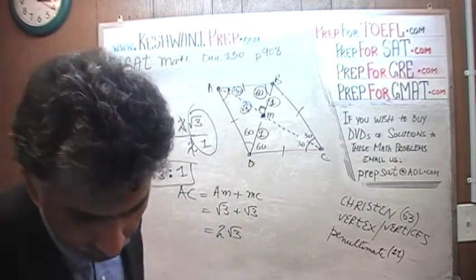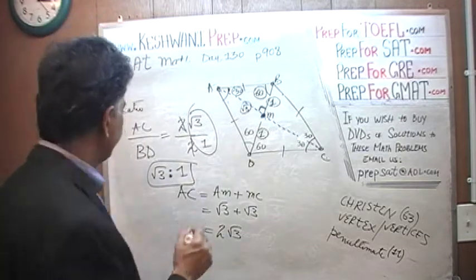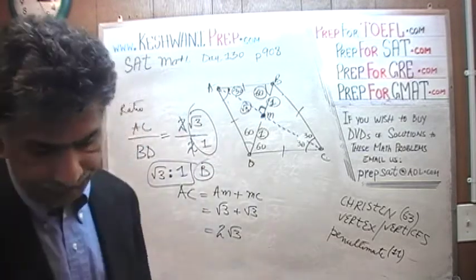Let's see how they give you. There you go, root 3 to 1. The answer is B.